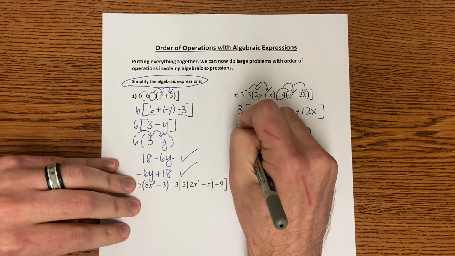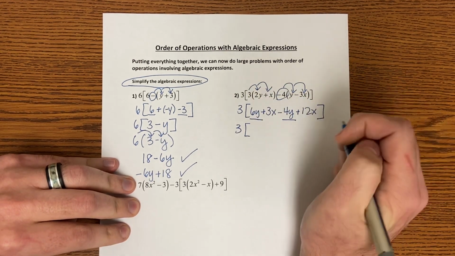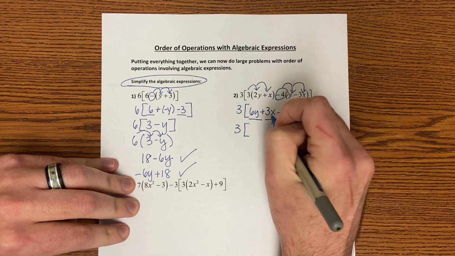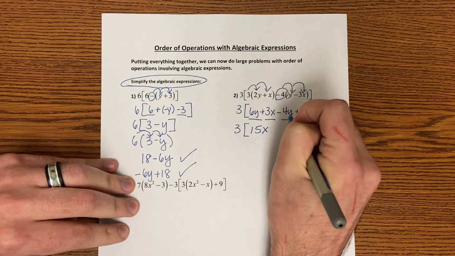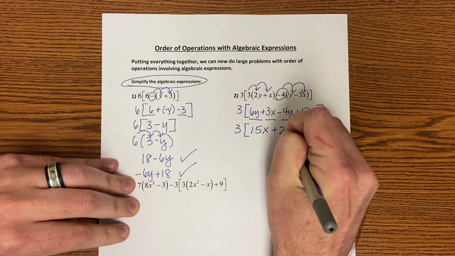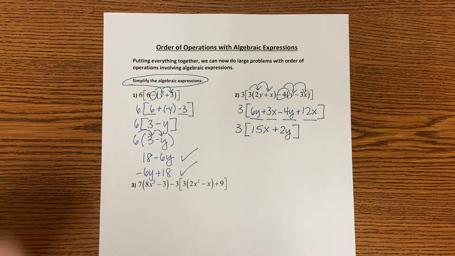Much like the last problem, now I need to combine my like terms. 6y and negative 4y, the 3x and the 12x. Let's start with the 3x and 12x to get 15x. 6y minus 4y is plus 2y. Now, why did I reorder these? Because much like here, I like my variables before my constants. I also like my variables in alphabetical order when possible.